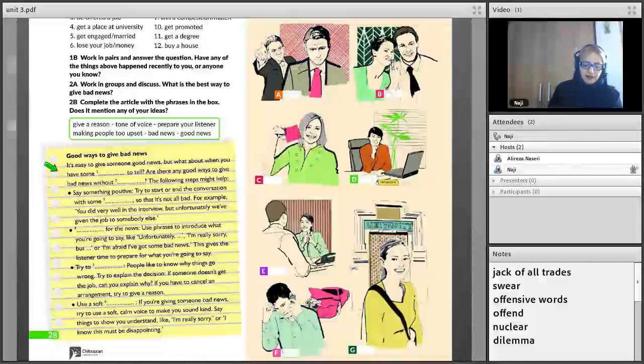Prepare your listener for the news. Use phrases to introduce what you're going to say, like, unfortunately, I'm really sorry, but blah blah blah, or I'm afraid I've got some bad news. This gives the listener time to prepare for what you are going to say. So, don't give the bad news directly. Start with some introduction and then give the bad news.